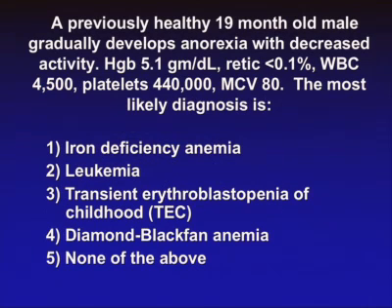What do we have now? Previously healthy, again, 19-month-old boy, gradually develops low appetite, decreased activity, hemoglobin of 5.1 with a retic count. Someone grabbed a retic, less than 0.1%, white count 4.5, platelets 440,000. MCV is normal at 80. What's the most likely diagnosis?